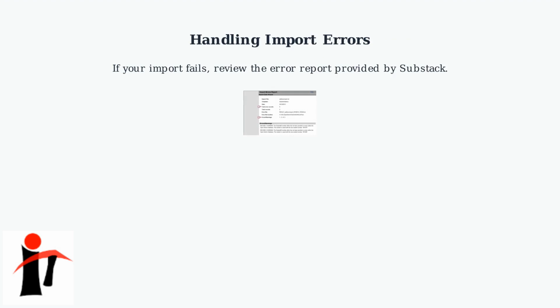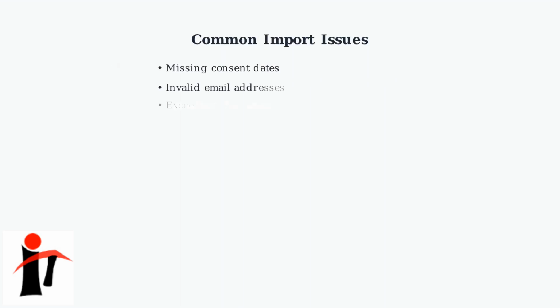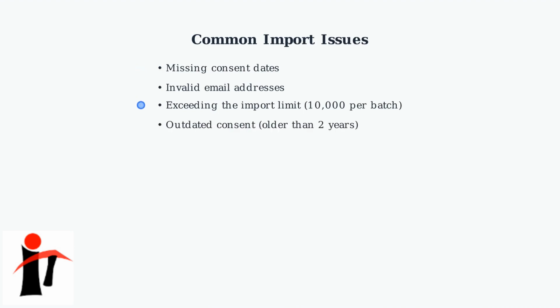When your subscriber import fails on Substack, start by reviewing the error report that the platform provides. This report details what went wrong and helps you understand how to fix the issues. Common problems that cause import failures include missing consent dates, which must be provided in YYYY-MM-DD format and be within the last 2 years, invalid email addresses that don't follow proper formatting rules, exceeding the 10,000 email limit per import, or consent that's too old to be valid.